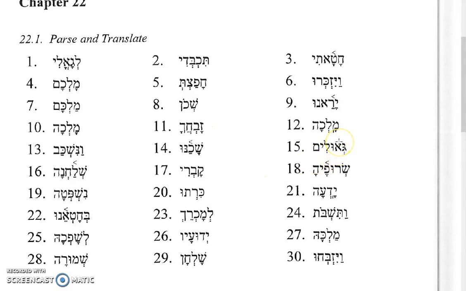And here you have malaka, she reigned. This is identical with number 10. Here you do have the metheg, and so here he meant for you to take it as the imperative. Here he intends for you to take it as the Qal perfect, third feminine singular, she reigned.